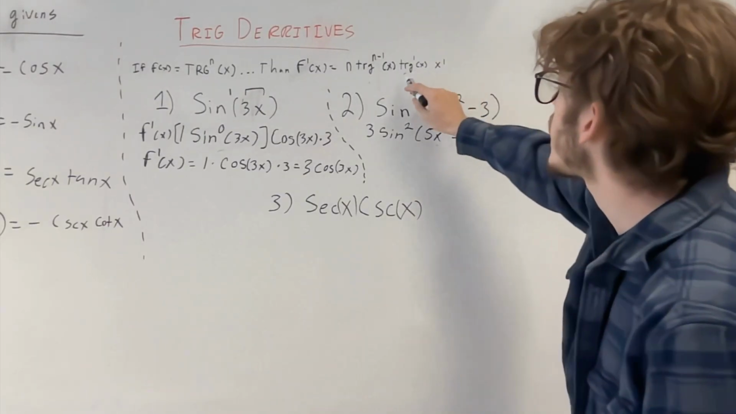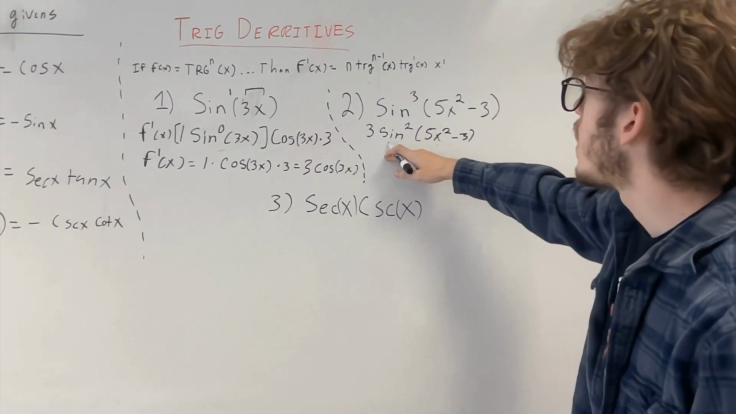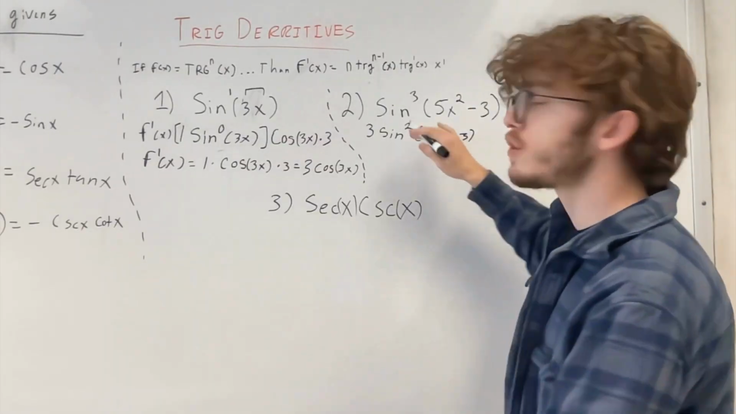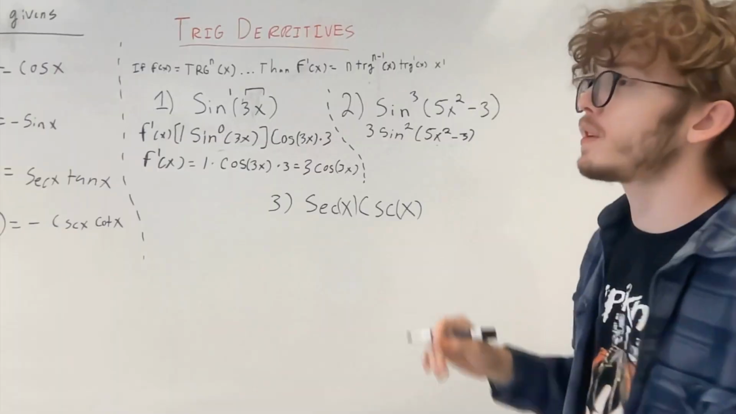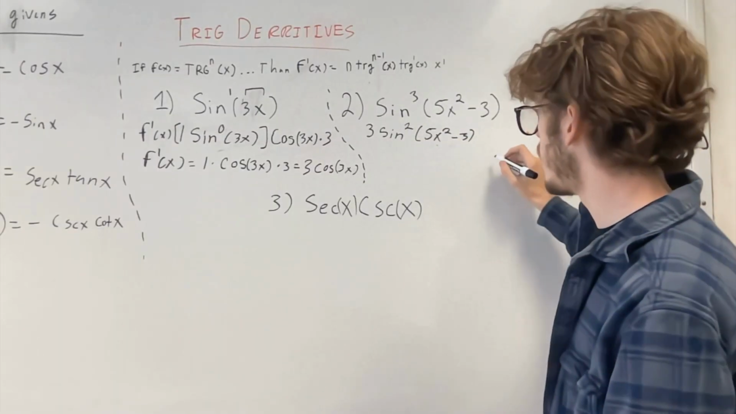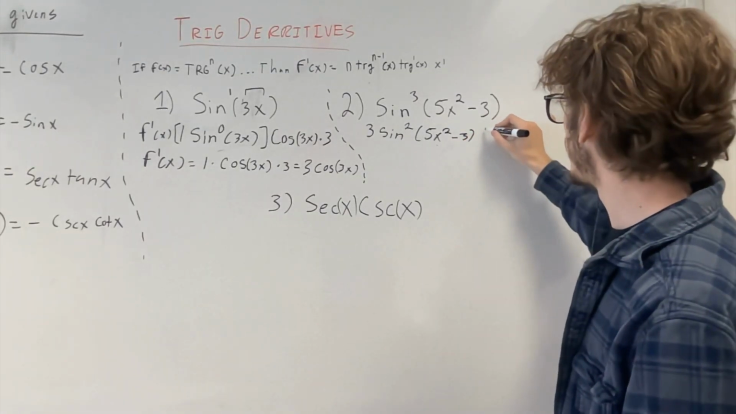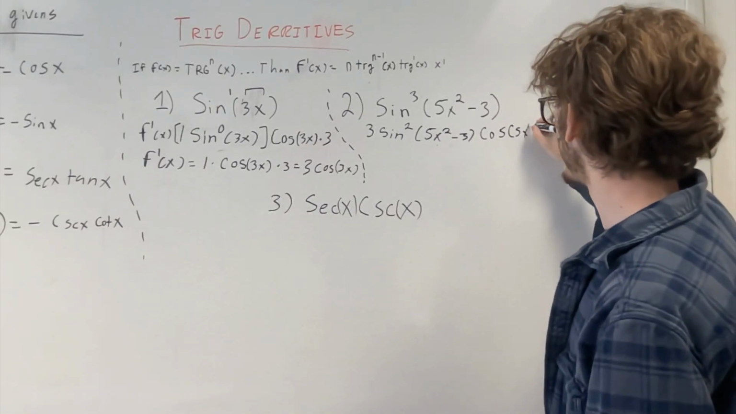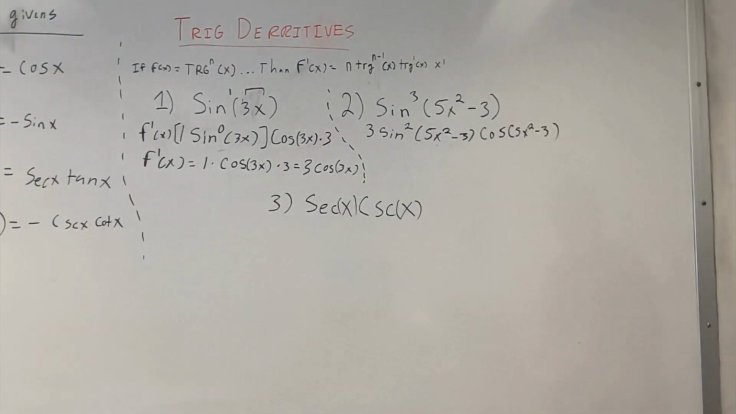Okay, and now we take the trig derivative. So the derivative of sine, of any sine function, is cosine. We do not keep the power here. That's an important note as well. We're just taking the derivative of the trig with respect to its function inside. So that would be cosine of 5x squared minus 3. Okay, so we have that portion there.